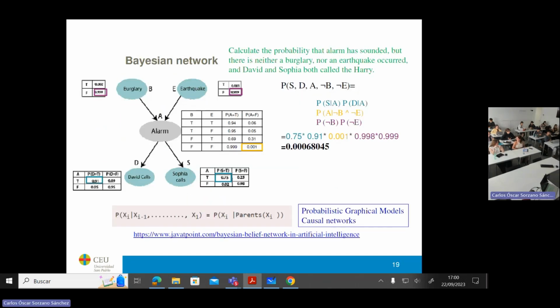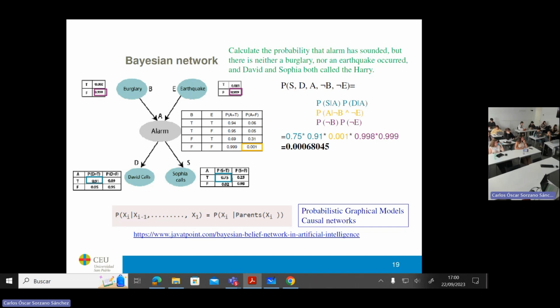So David called, so it is this column, and the alarm sounded, so it is 0.91. Okay, what is the probability? So these depend on A, that is the parent of these two. So what is the probability of A? The probability of A should depend on its parent.